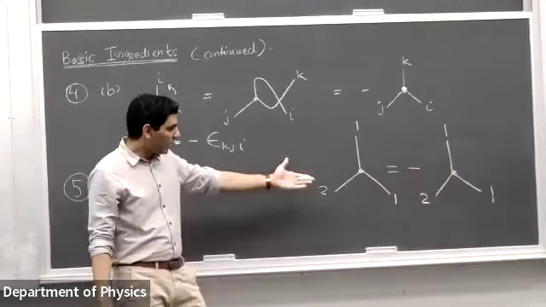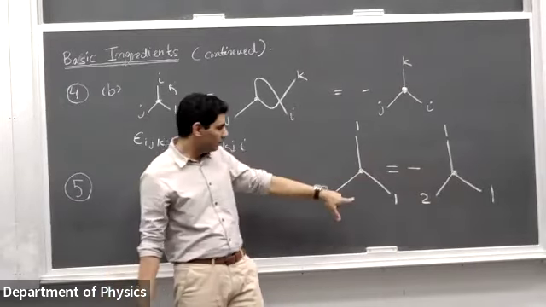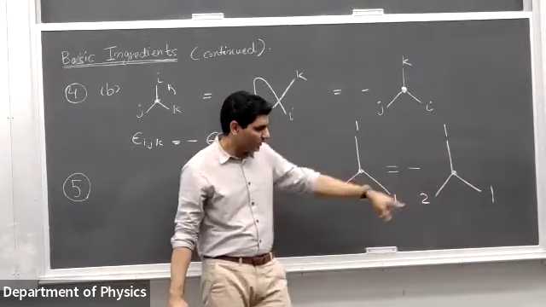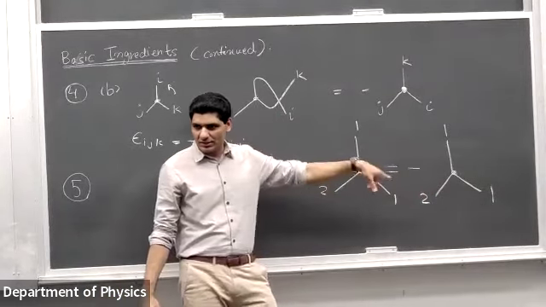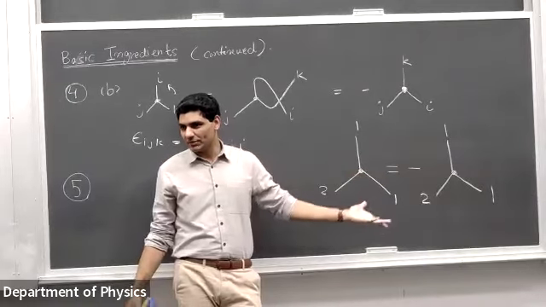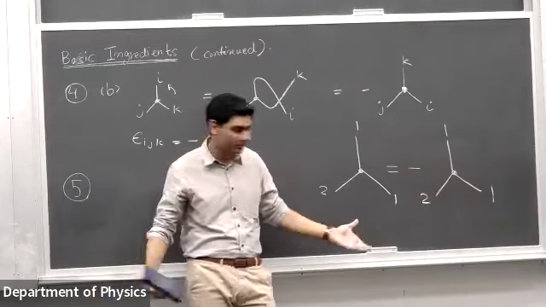But I swapped the indices, right? I picked up a minus sign. But look, I ended up with the same object. So under what conditions can this be true? Both of them are equal to 3. An object equals negative of itself. That's only true when the object in question is 0.